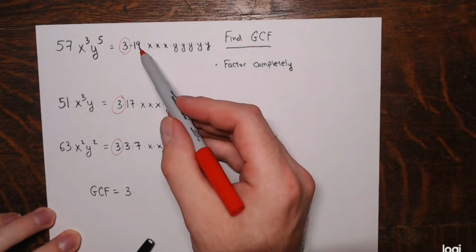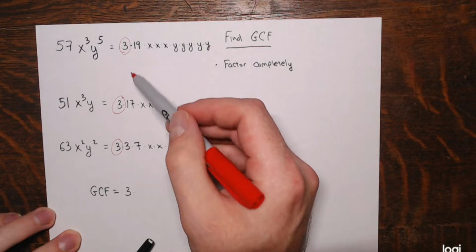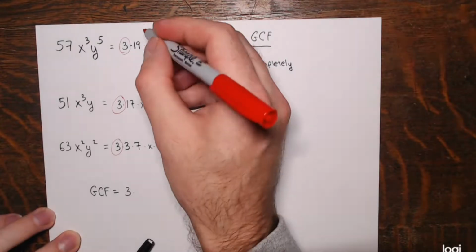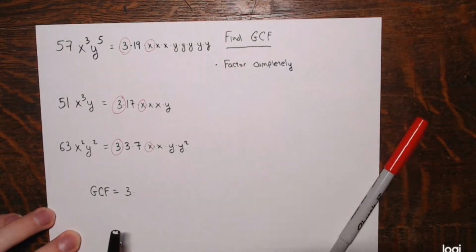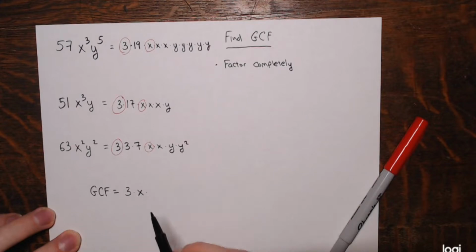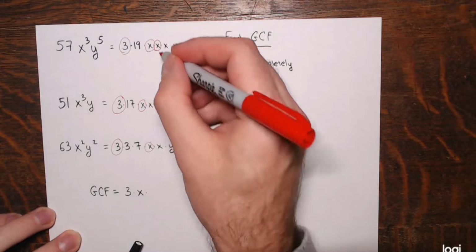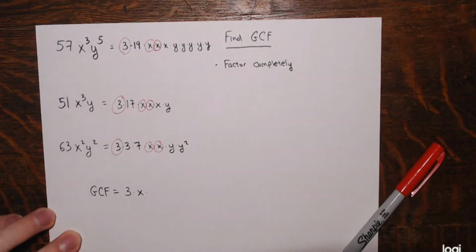19 in this, but no 19s in these. There's another 3 here, but no more 3s there. There's a 7, there's a 17, but that's not shared by all of them. They all have 1x, right? They all have a factor of x. So there's a factor of x in the greatest common factor. They all have another factor of x. Right? So they all have at least 2 factors of x. So there's going to be 2 factors of x in the greatest common factor.